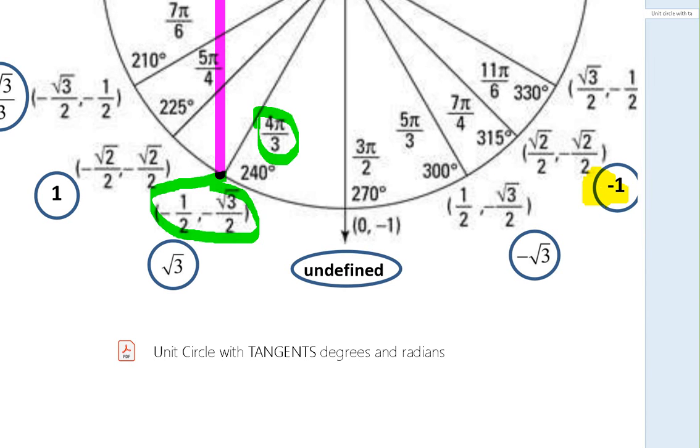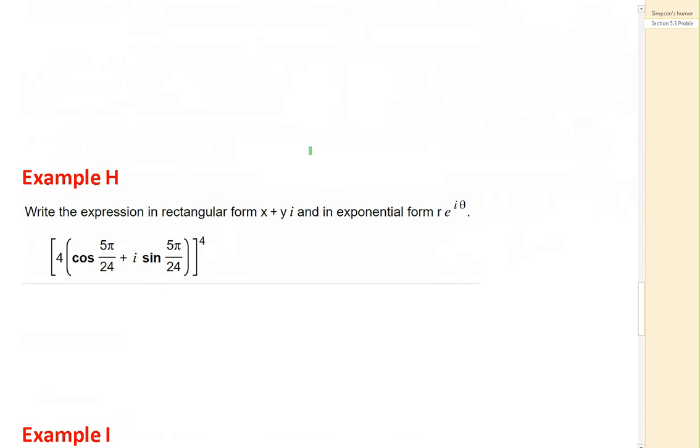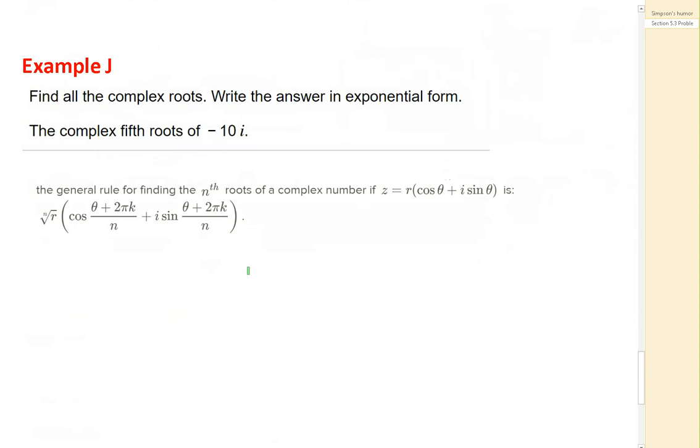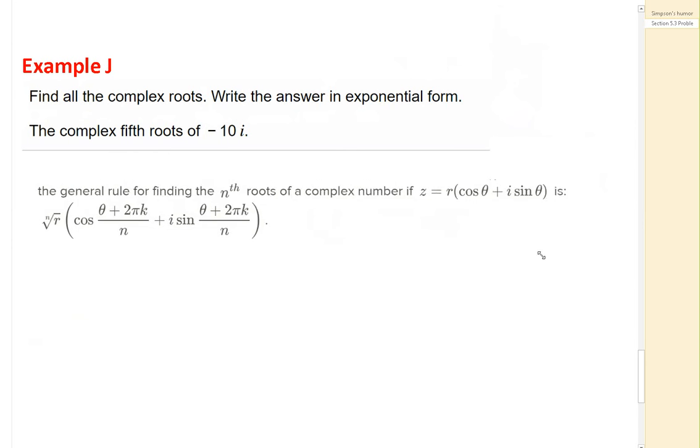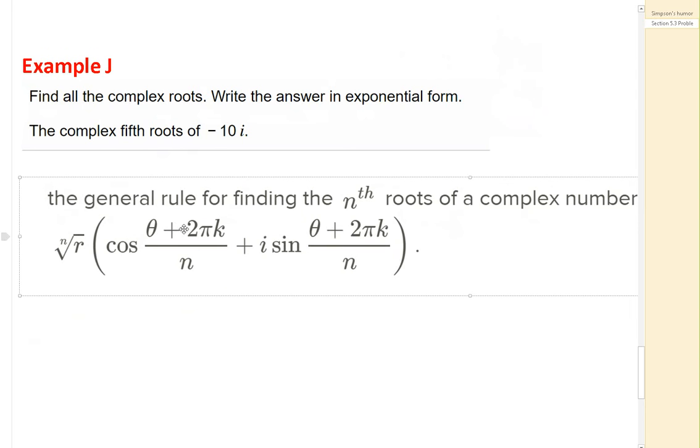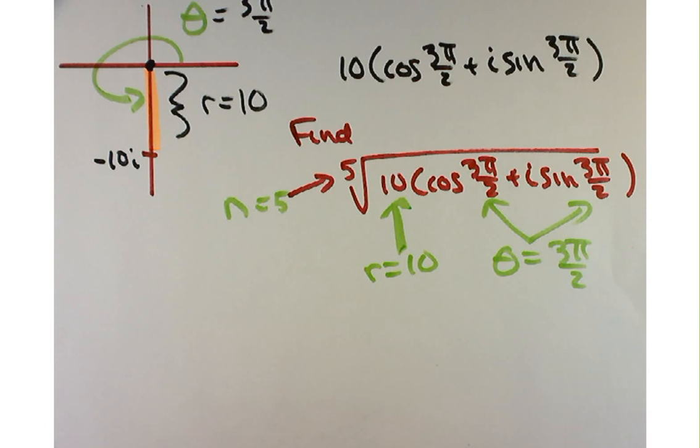So let me go back to that formula here. Let's make that a little bit bigger. There we go. So it's going to be the 5th root of r times cosine of theta plus 2 pi k, all divided by n. So, a lot going on here, but it's this formula that we're going to fill in. Let's do it.